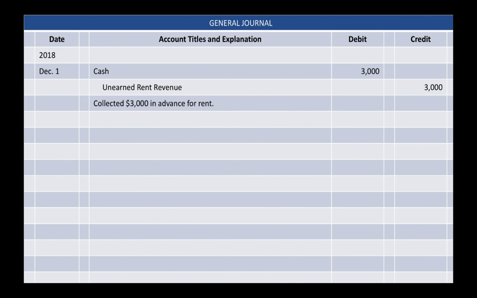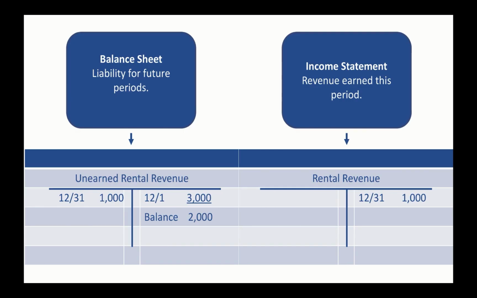Initially, revenues that benefit more than one accounting period are recorded as liabilities. On December 31st, Overnight would debit or reduce the liability account unearned rent revenue and credit or increase the rental revenue account for $1,000, 1 month's rent earned. Over time, the revenue is recognized as it is earned. The balance in the unearned rental revenue account represents 2 months of unearned rent at $1,000 per month. The balance in the rental revenue account for December is $1,000. This amount will appear in Overnight's income statement.